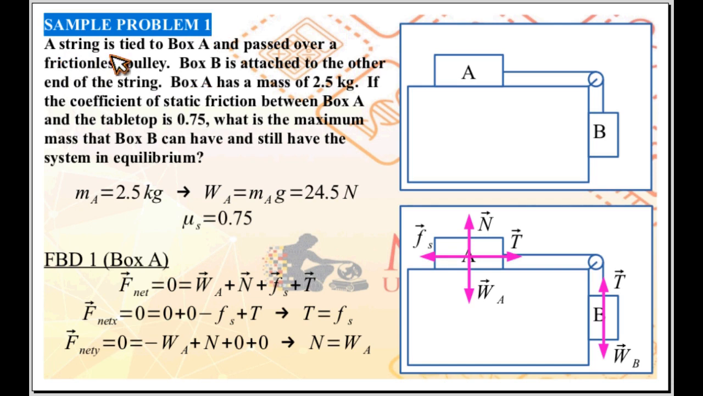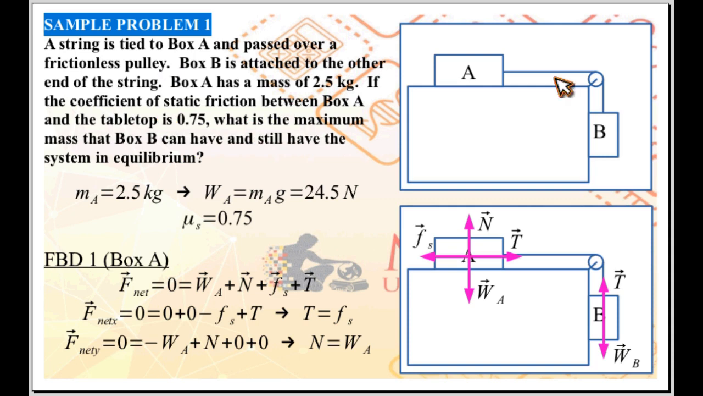You have a string tied to box A and passed over a frictionless pulley. Box B is attached to the other end of the string. Box A has a mass of 2.5 kilograms. If the coefficient of static friction between box A and the tabletop is 0.75, what is the maximum mass that box B can have and still have the system in equilibrium?